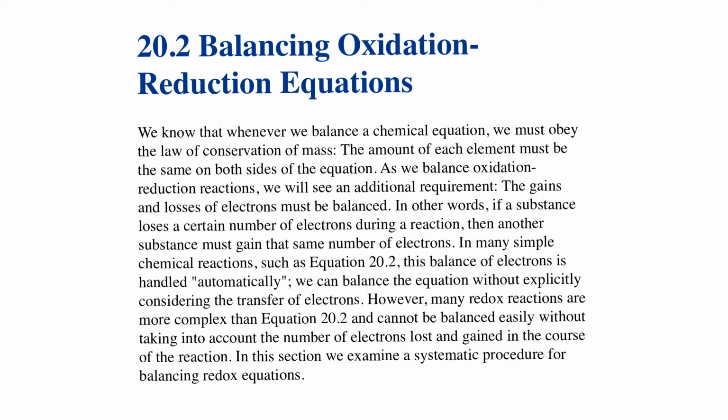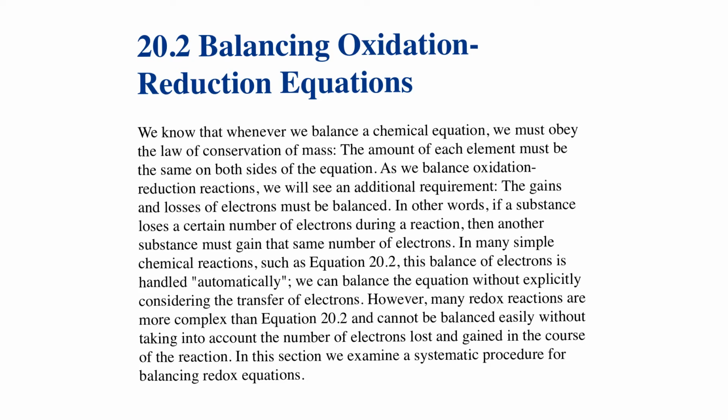The gains and losses of electrons must be balanced. In other words, if a substance loses a certain number of electrons during a reaction, then another substance must gain that same number of electrons. In many simple chemical reactions, such as equation 20.2, this balance of electrons is handled automatically. We can balance the equation without explicitly considering the transfer of electrons.